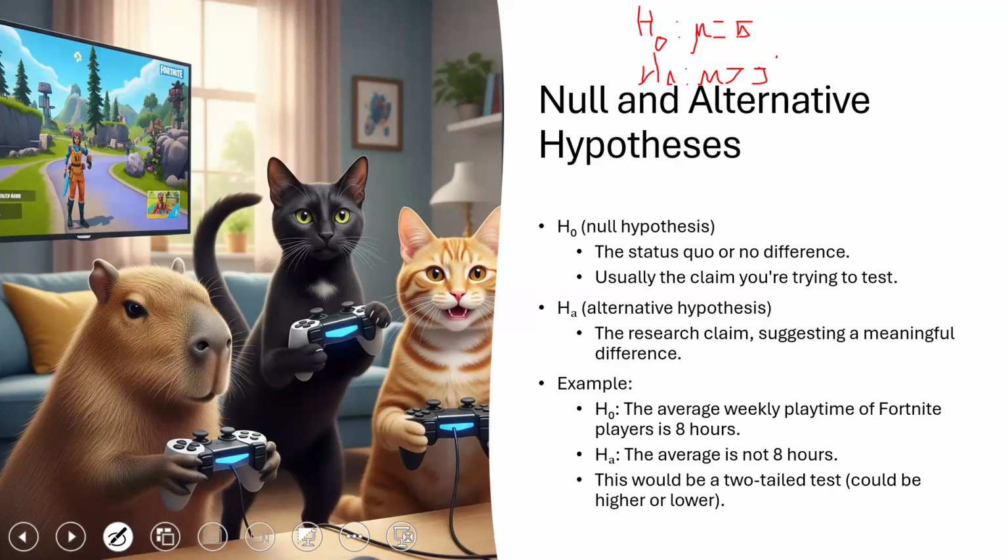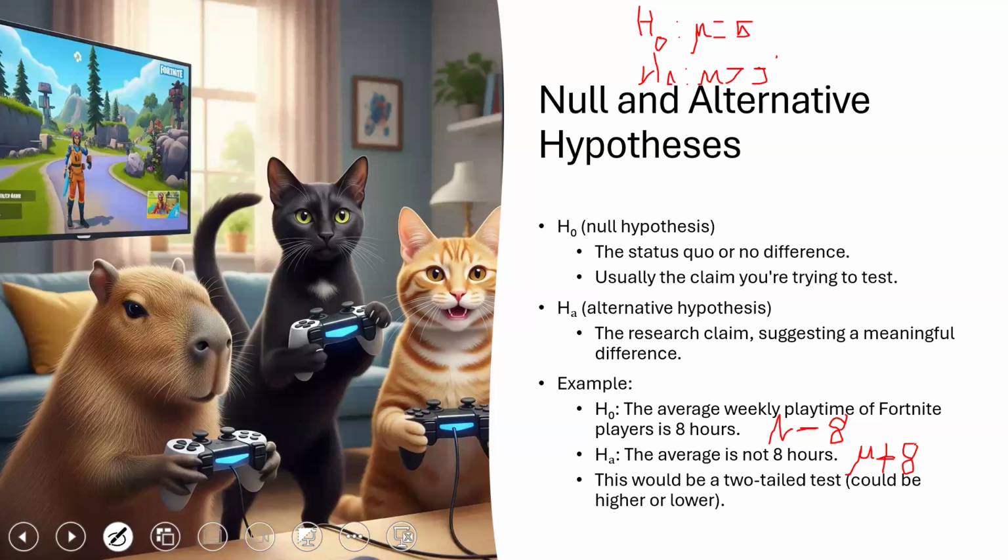Let's look at another relatable example from gaming. Suppose you believe that Fortnite players are gaming more than usual. The game developers claim the average weekly play time is, say, 8 hours. So our null hypothesis, H sub 0, would be that the average is equal to 8 hours. So mu equals 8 hours. And the alternative would be the average is not 8 hours. So mu does not equal 8 hours.